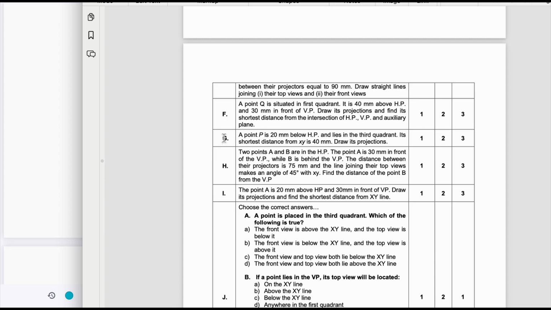Okay, another example, G. A point P is 20 mm below HP and lies in the third quadrant. Its shortest distance from XY line is 40 mm. Draw its projections. So the point is in third quadrant. Its distance with respect to HP is given, but with respect to VP that distance is not given. Instead of that one, the shortest distance from XY line is given.